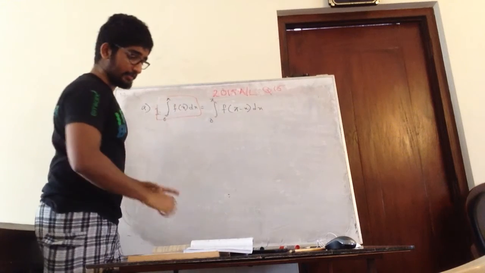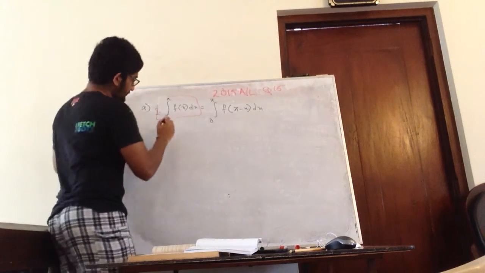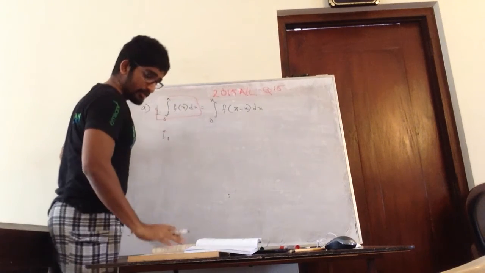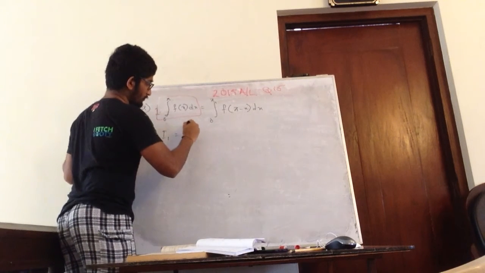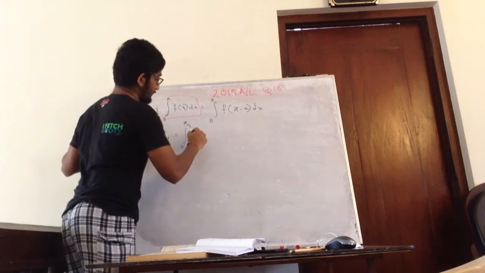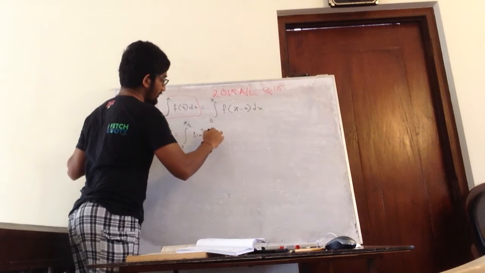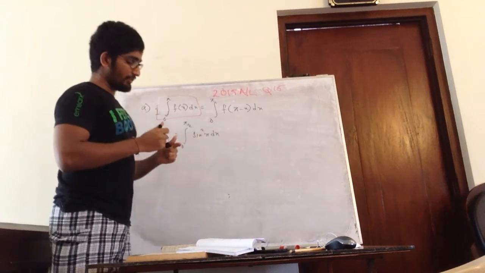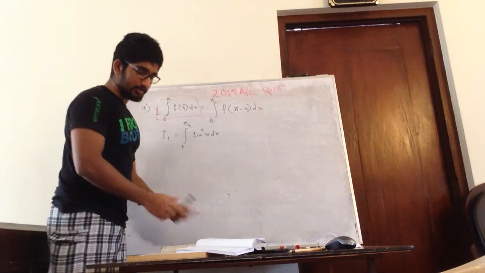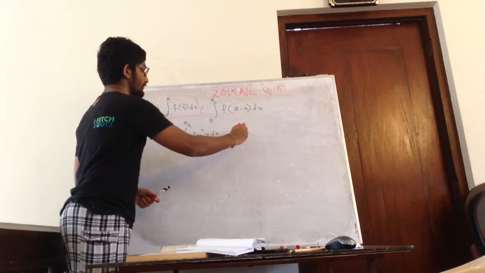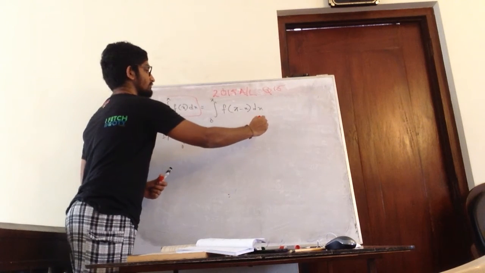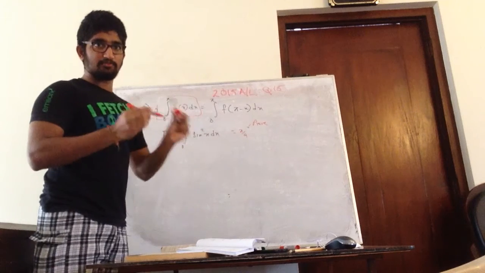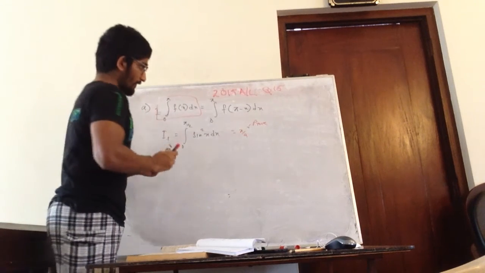They are asking, so I am going to name this as I1. I1 is going to be equal to the integral from 0 to 5 over 2 of sine squared x dx. They want us to show that this is going to be equal to 5 over 4. This is to prove, not a statement, you have to prove this, okay?